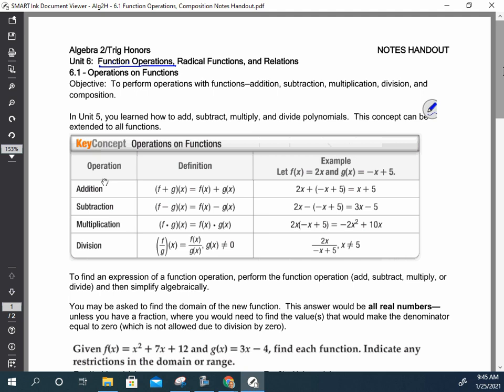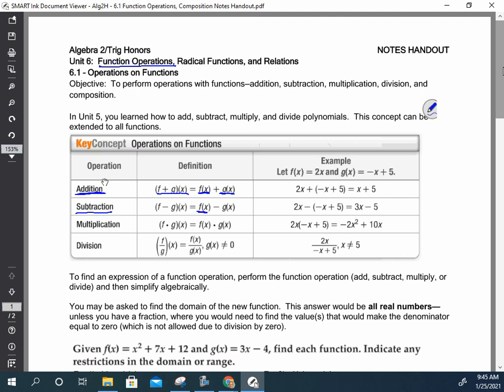What's important in this particular unit, however, is the fact that you're going to get a lot of different notation that you're going to have to understand what goes with what. So addition is written as (f plus g)(x). This does not mean distribute. That's not what that means. (f plus g)(x) means f of x plus g of x. Take the two functions and add them together.